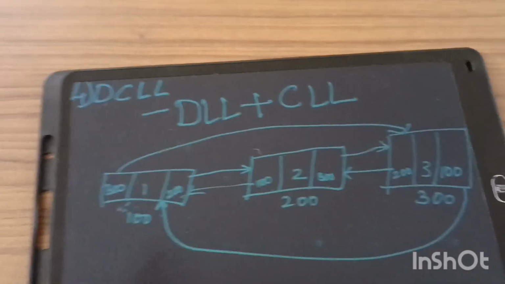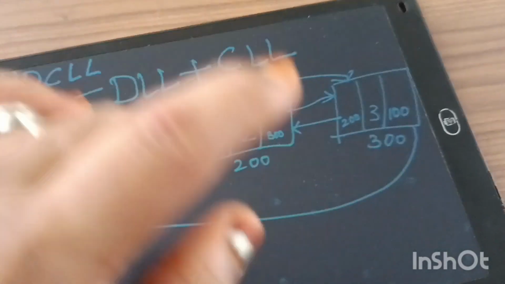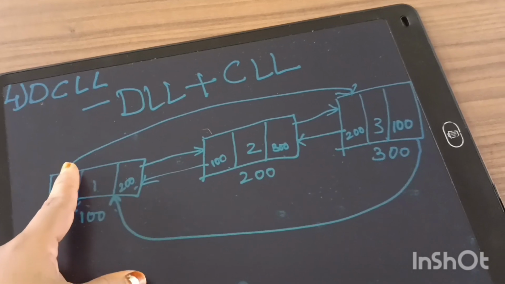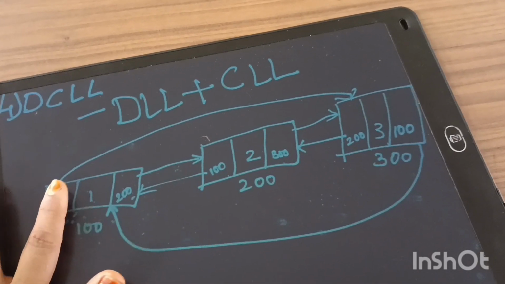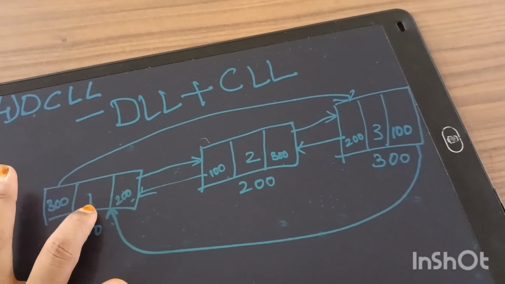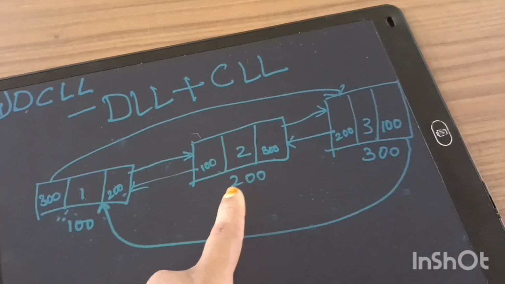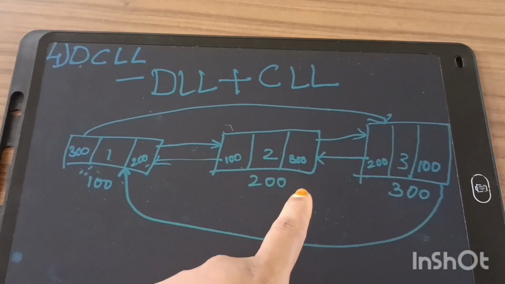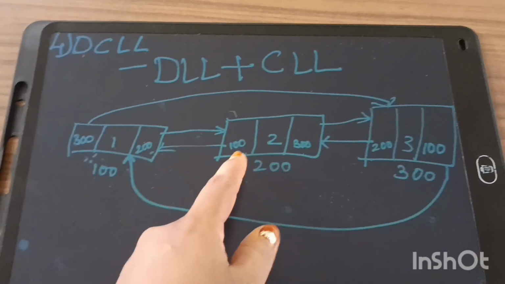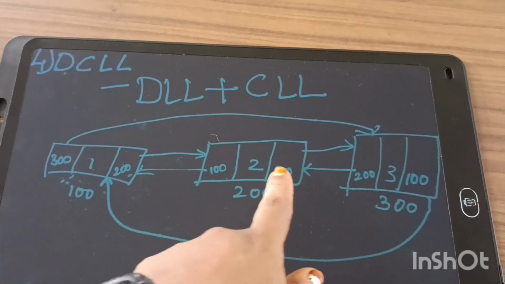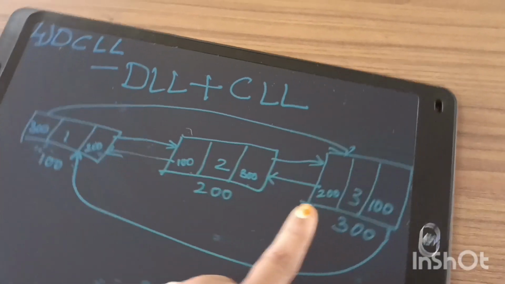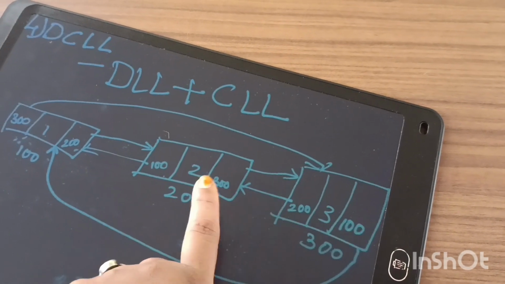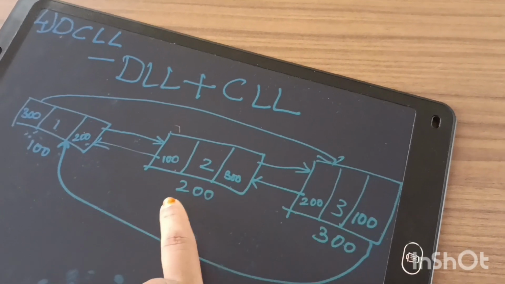So here in the doubly linked list we are implementing circular. Circular means it should form a complete circle. The address of the next node is 200, so 200 will be stored here. When it comes here, it will have the address of previous node 100. Next, the address of next node is 300, so 300 will come here. The address of previous node is 200.